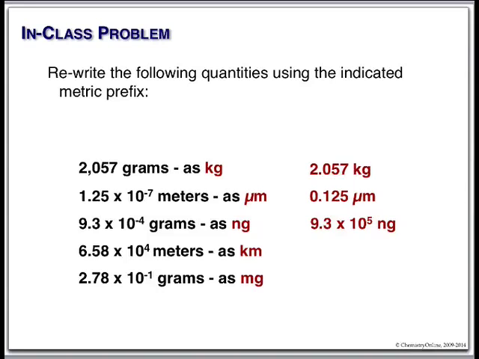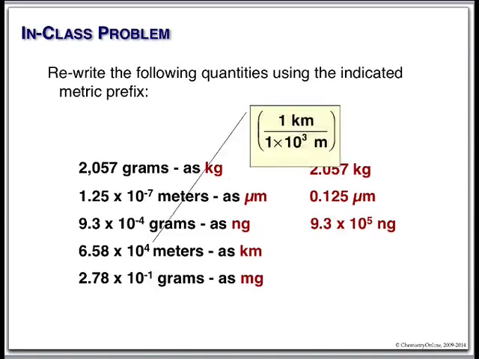We know that kilo is 1,000, right? Therefore, 1 kilometer is the same as 1,000 meters. K is just shorthand for 10 to the 3rd. And your simple math: 6.58 times 10 to the 4th divided by 10 to the 3rd, 65.8.